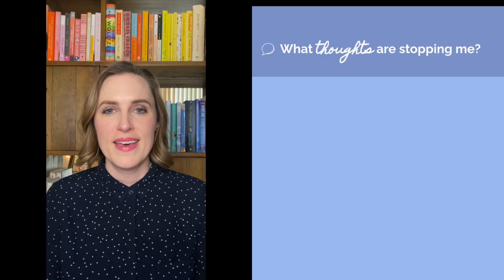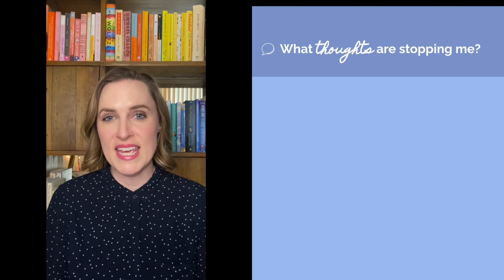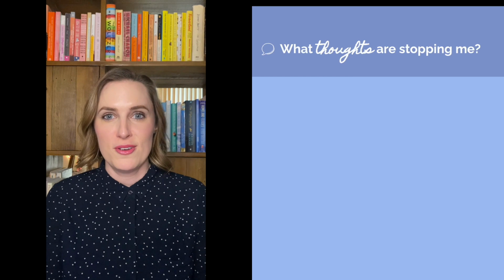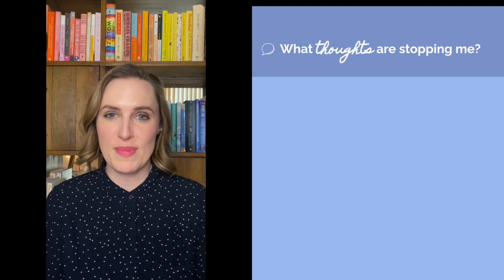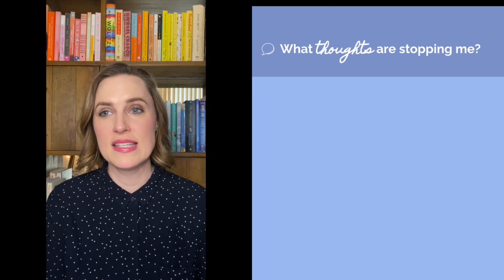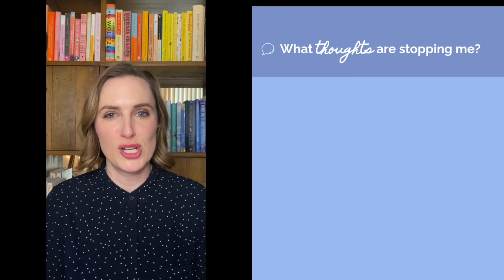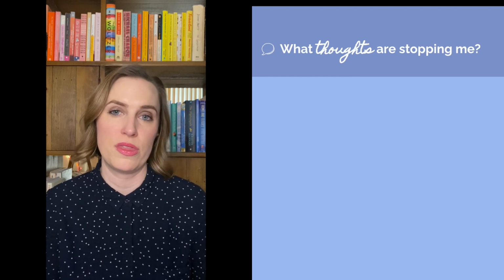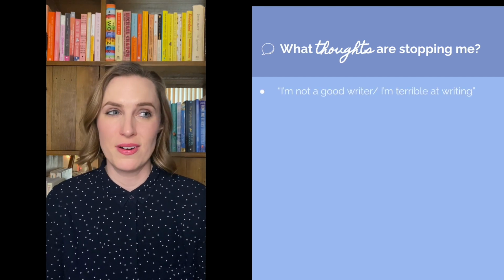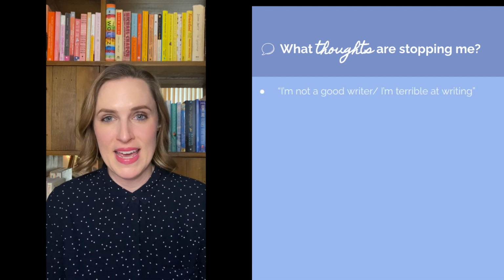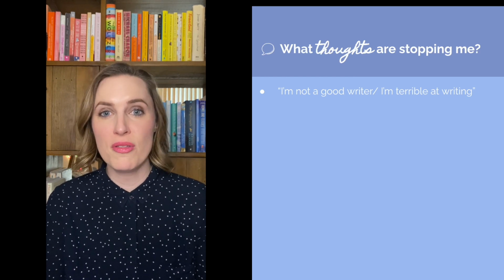The second question to ask yourself is, what thoughts are stopping me from taking action? So when it comes to writing assignments, a lot of times we have some not so great thoughts about either ourselves, our capabilities, the class, the professor. Lots of things get in the way of actually taking action to get started with the writing assignment. So some of those thoughts might be something like, I'm not a good writer, or I'm terrible at writing essays. I know these are common thoughts because I hear them from my students all the time.